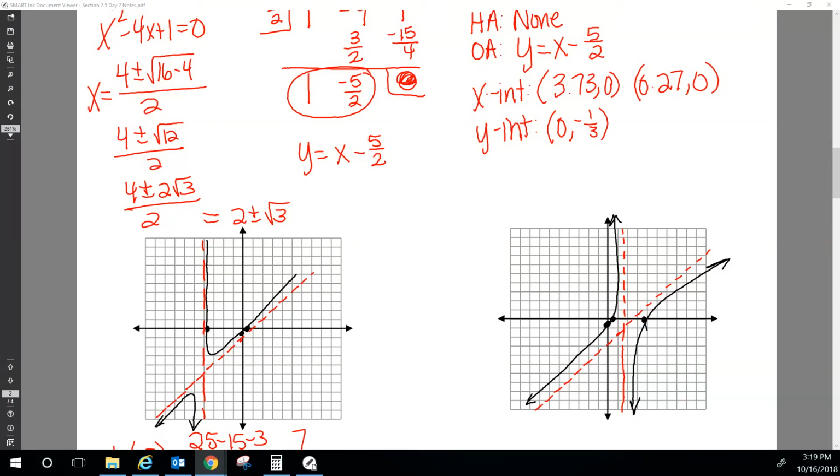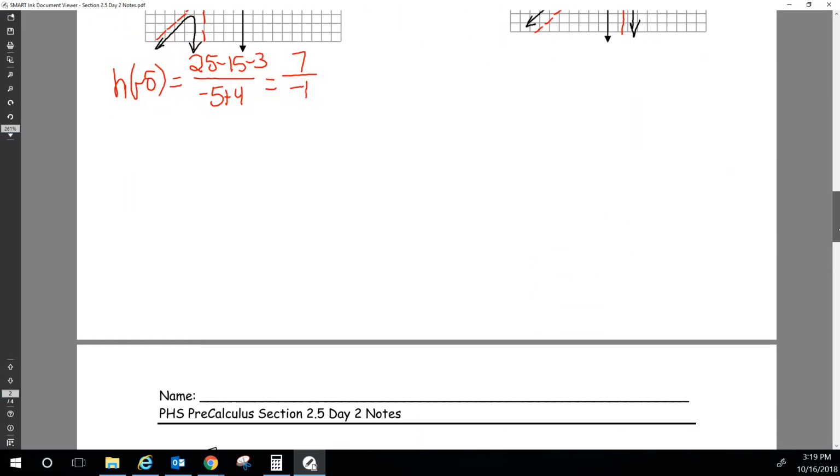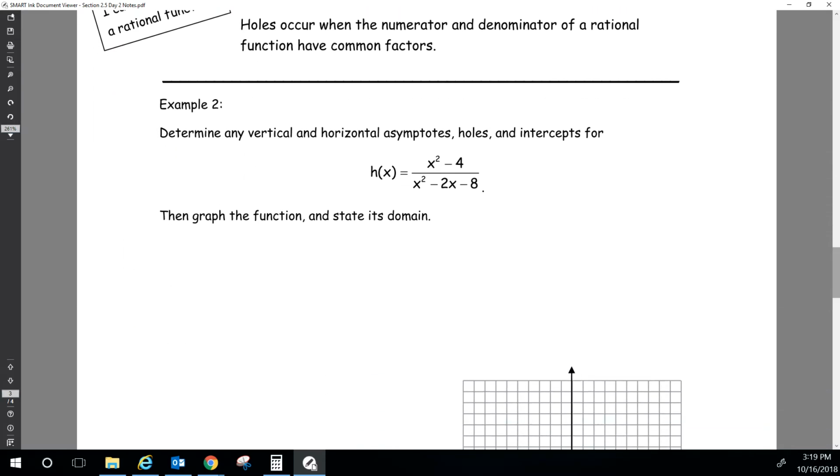Guys, here is 2.5 Day 2 Notes video number 3. We're going to talk about holes in this video. Holes occur when you have a factor in the numerator and the denominator that are the same. So if the numerator and the denominator have common factors, you can cancel it out, which means you lose an asymptote, but you gain a hole.